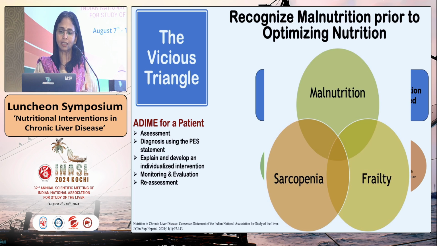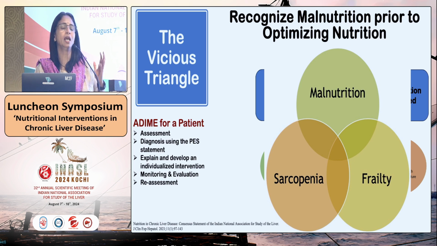But you should know that there is always an interaction and an overlap between these three conditions, and that they coexist. So in this overlap, it is very important to identify whether your patient is at risk for sarcopenia or already into sarcopenia, at risk for frailty or already frail. This is very important for us as dietitians.